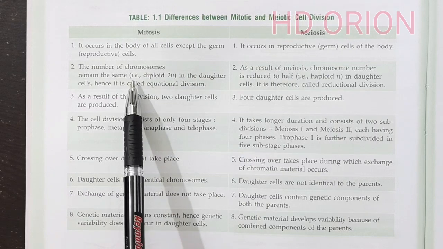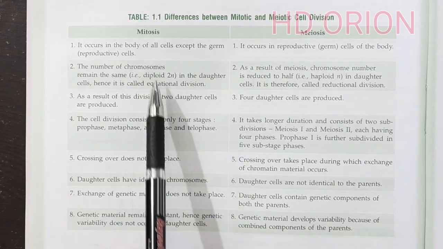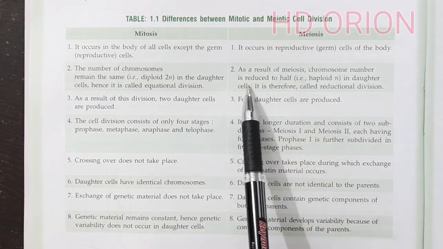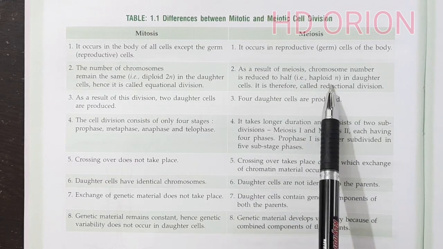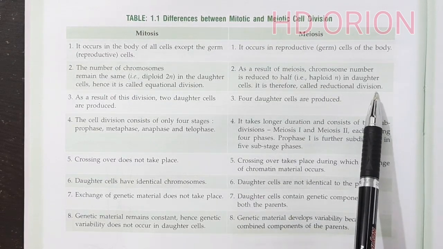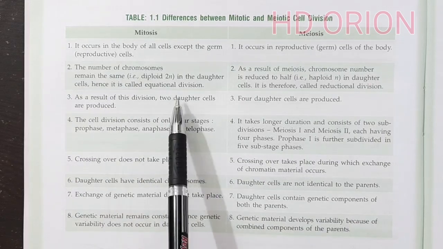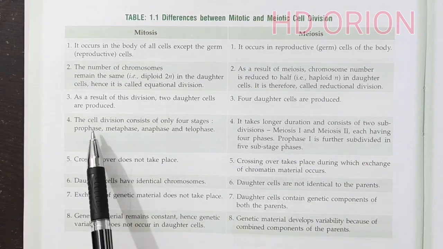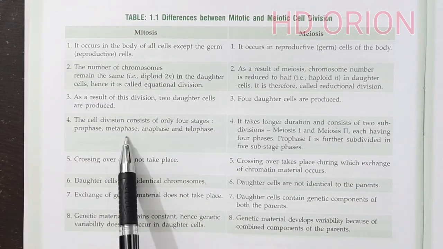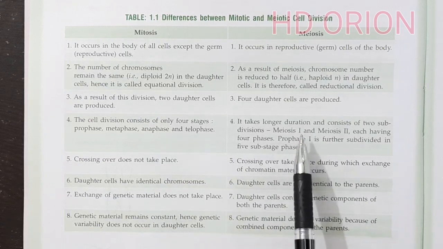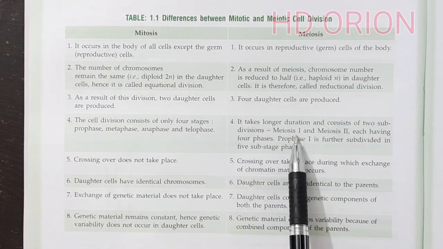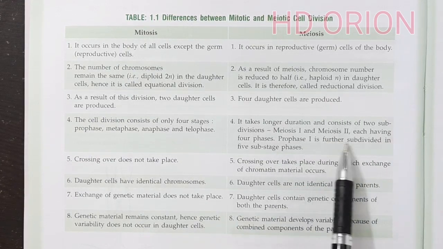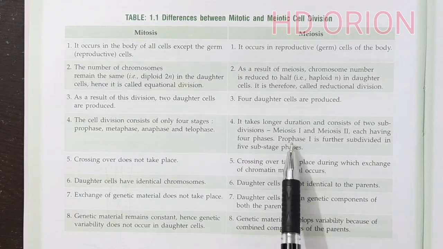The second difference is that in mitosis the number of chromosomes remains the same. That means the parent cell and the daughter cell have the same number of chromosomes, and so it is called equational division. But in meiosis, the reduction takes place from diploid to half, to form haploid cells, and thus the division is called reductional division. In mitosis, 2 daughter cells are produced, while in meiosis 4 daughter cells are produced. In mitosis, there are 4 stages: prophase, metaphase, anaphase and telophase, while meiosis is a long division because it has been subdivided into meiosis 1 and meiosis 2, each with 4 phases, and prophase 1 is further subdivided into 5 substages. So this is exceptionally long.